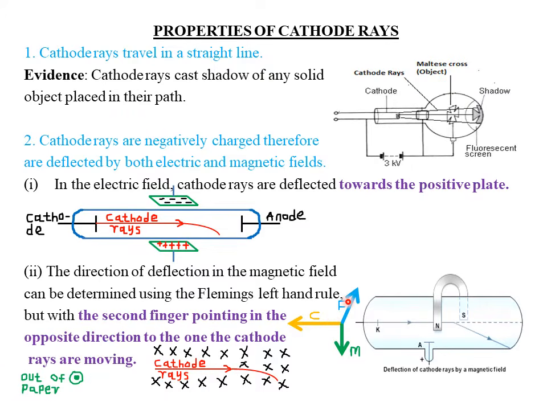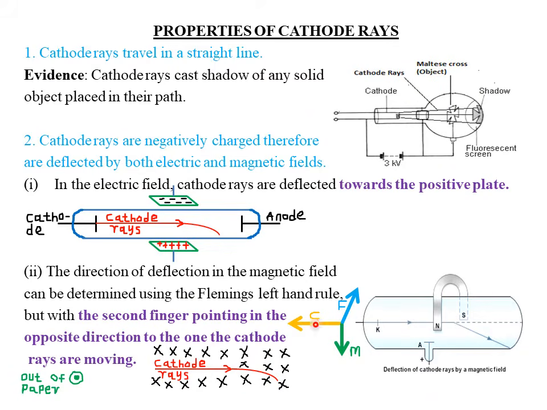Then you let the first finger point in the direction of the magnetic field. You can see this is the North Pole, this is the South Pole. So the magnetic field will always move from the North Pole towards the South Pole. So that is why my first finger is pointing towards the screen or into the paper.